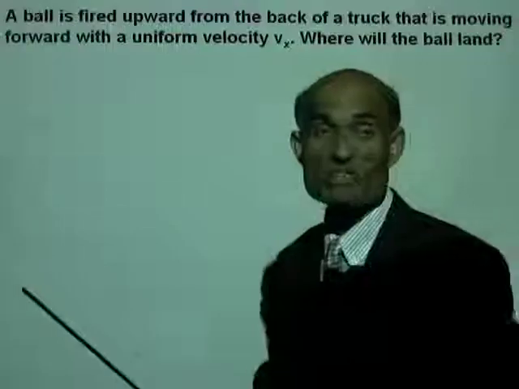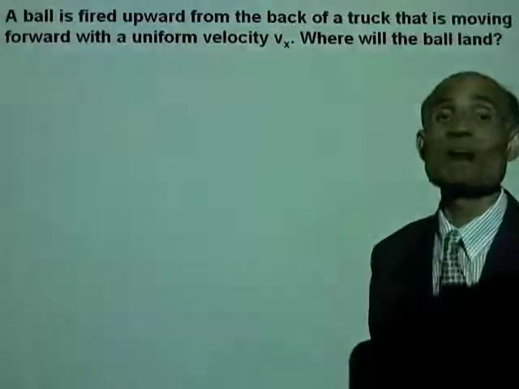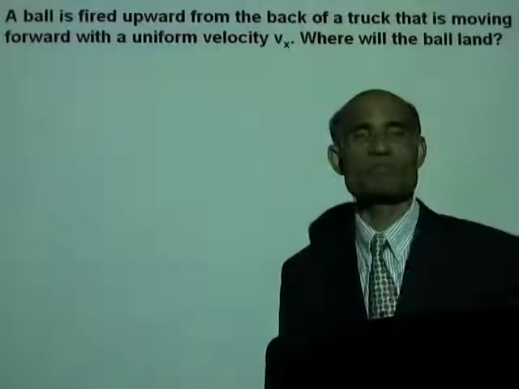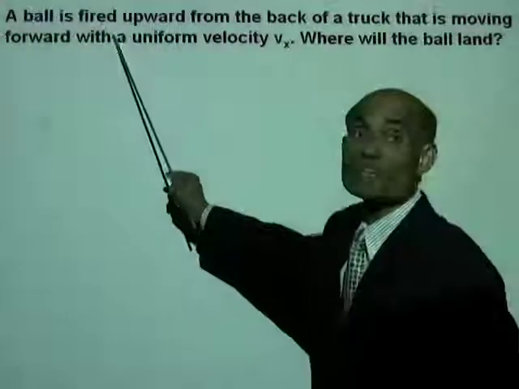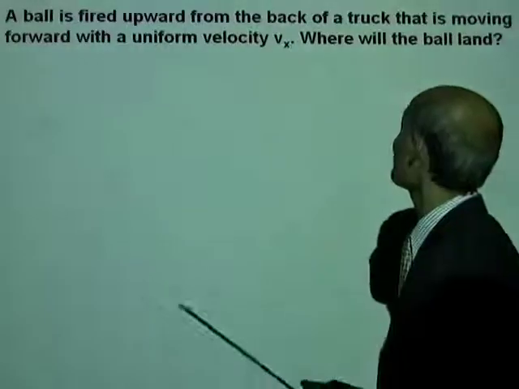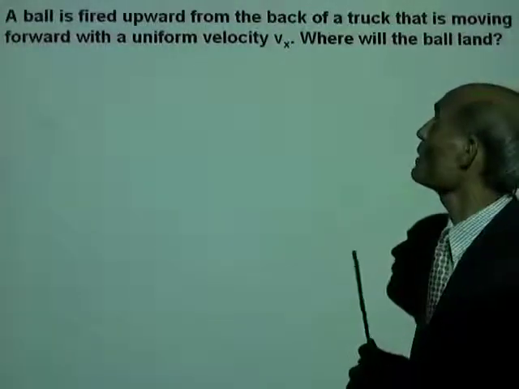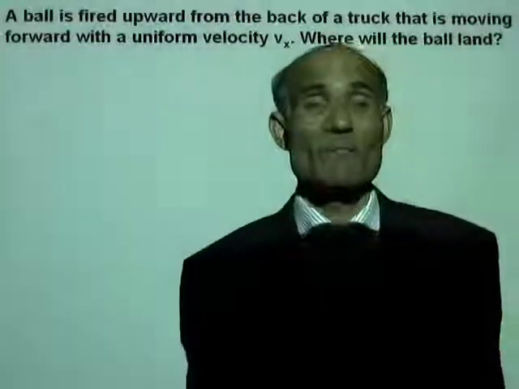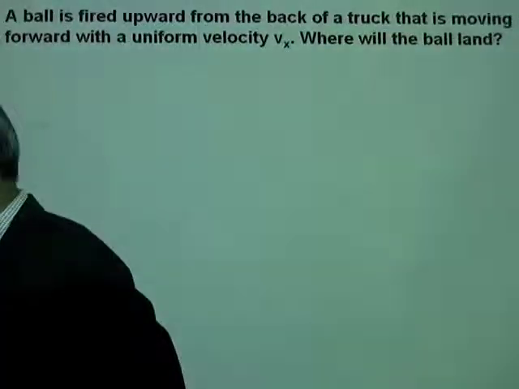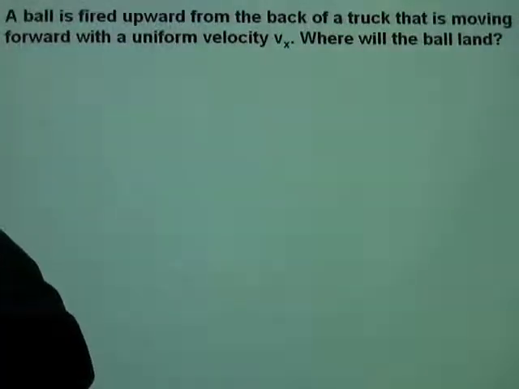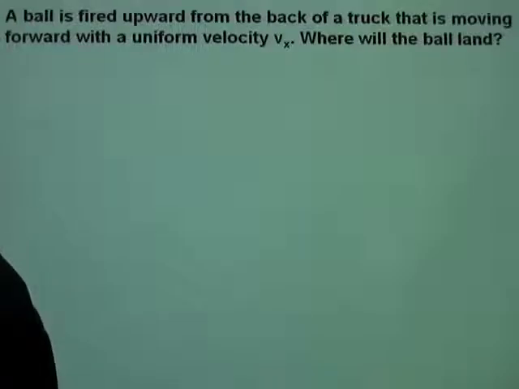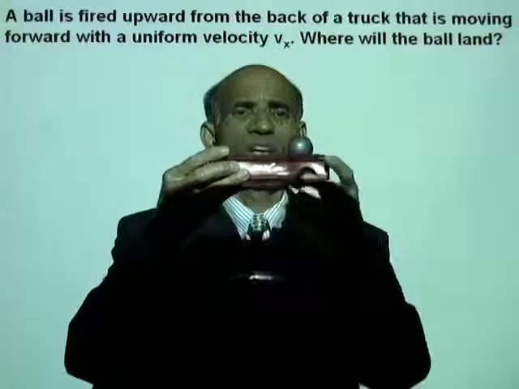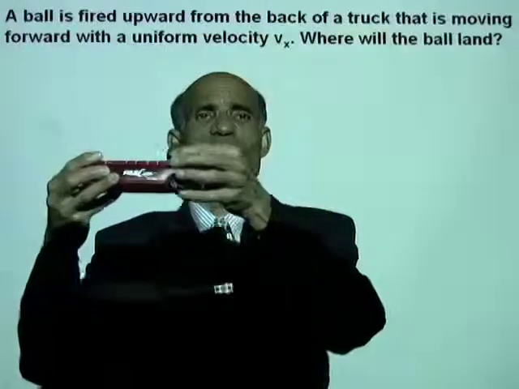Okay. Now here is another example I want you to think about and talk about and write about. I would like to hear from you. Now, a ball is fired from the back of a truck that is moving forward with a uniform velocity v sub x. So, a truck is moving forward with a velocity. Now, this is what happens. Now, this is a truck. It is moving forward with a velocity vx.